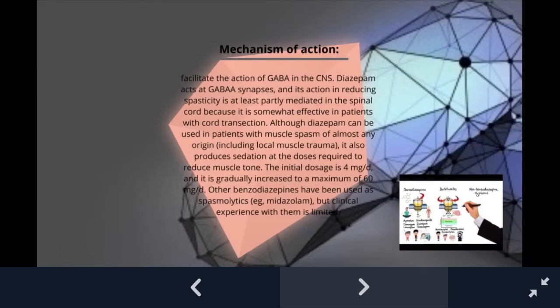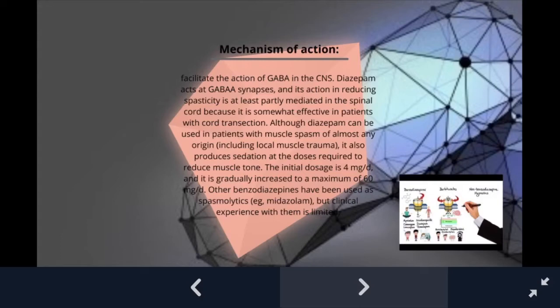First, the mechanism of action of diazepam. How does diazepam or Valium work? I'm not gonna talk in detail about this because I already made a video for you. You can check it by clicking down on the right. You can see the video anytime and learn more in detail about the mechanism of action.